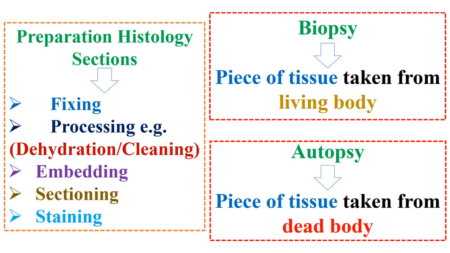Preparation of histopathology sections for slides is abbreviated in 5 steps: 1. Fixing. 2. Processing, such as dehydration and clearing. 3. Embedding. 4. Sectioning. 5. Staining. In all these steps, the piece of tissue may be taken from a living or dead body, which is called a biopsy or autopsy, as mentioned in the next slide.